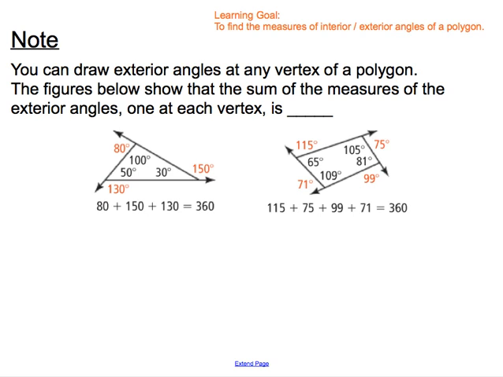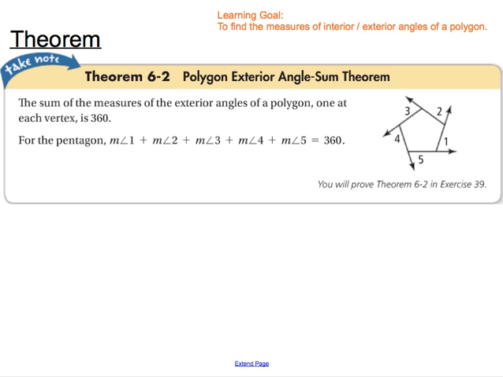So it doesn't seem to matter how many sides the figure has. 3 sides, 360 sum. 4 sides, 360 sum. So no matter how many sides the figure has, if you take one exterior angle at each vertex, they are always going to have a sum of 360 degrees. So the polygon exterior angle sum theorem says the sum of the measures of the exterior angles of a polygon, one at each vertex, is 360. In this case, this pentagon has one exterior angle at each vertex, so the sum of the angles is 360 degrees.